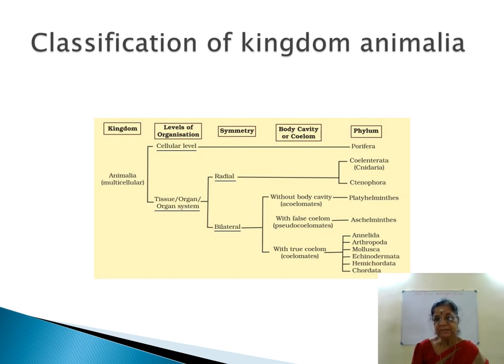Based on this, the phyla are classified: cellular level, phylum Porifera. Then tissue grade, first radial symmetry, phylum Coelenterata, also known as Cnidaria. Then based on the coelom, acoelomate, phylum Platyhelminthes; pseudocoelomate, phylum Aschelminthes; and eucoelomate, there are a few phyla: phylum Annelida, Arthropoda, Mollusca, Echinodermata, Hemichordata, and Chordata.